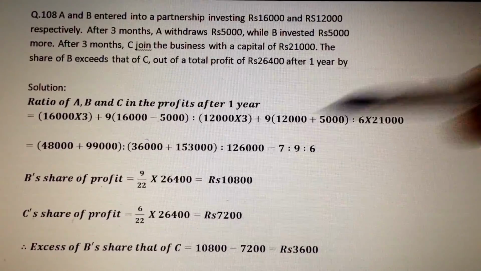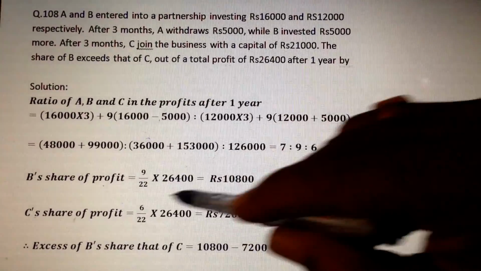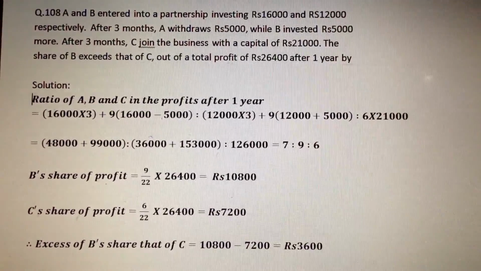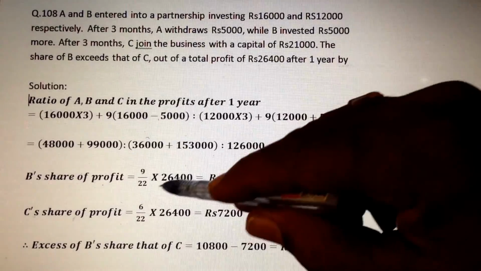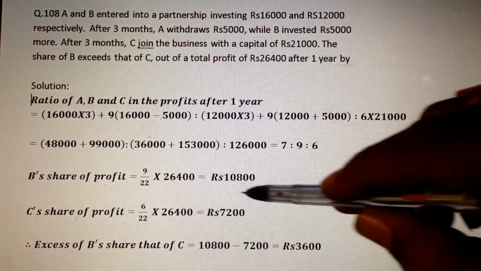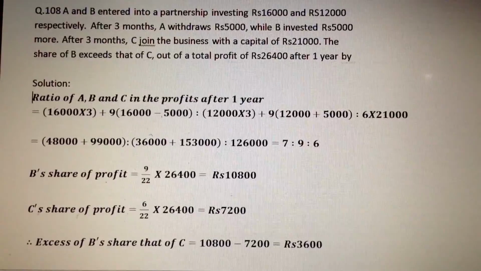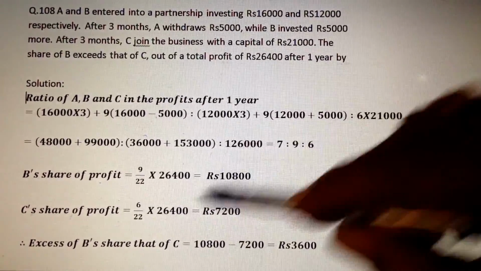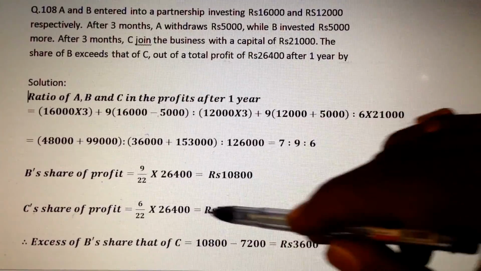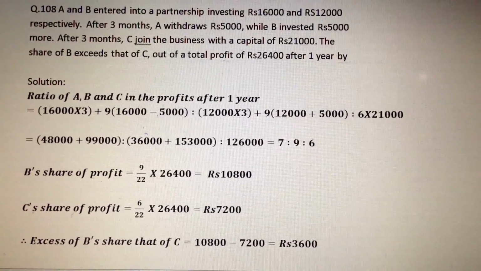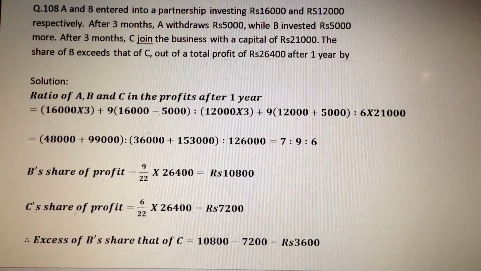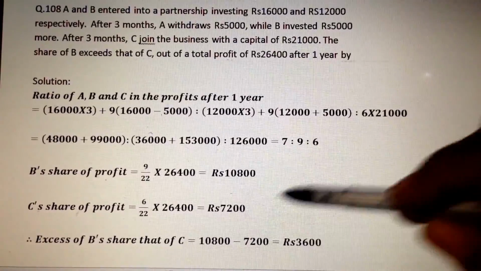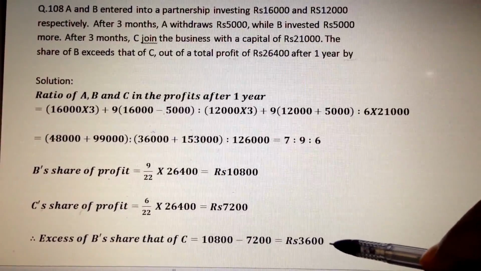Therefore, B share of profit is equal to 9 by 22 into 26,400, because 26,400 is the total profit. So B share is equal to rupees 10,800. Similarly, C share of profit is equal to 6 by 22 into 26,400, which is equal to rupees 7,200. Therefore, excess of B share over that of C is equal to 10,800 minus 7,200, which is equal to rupees 3,600.